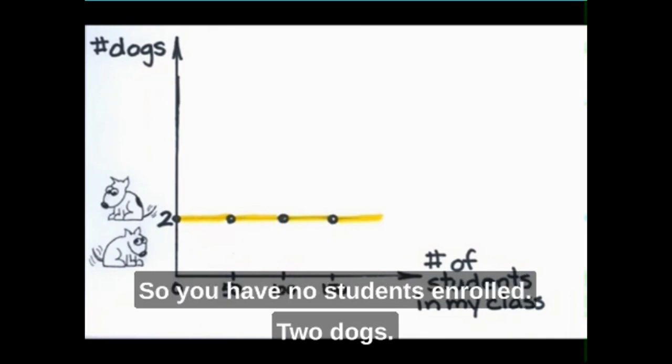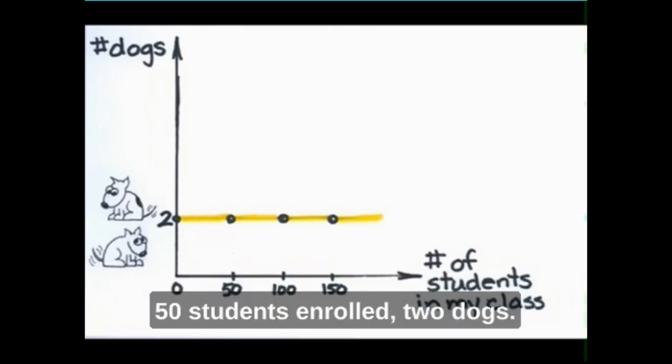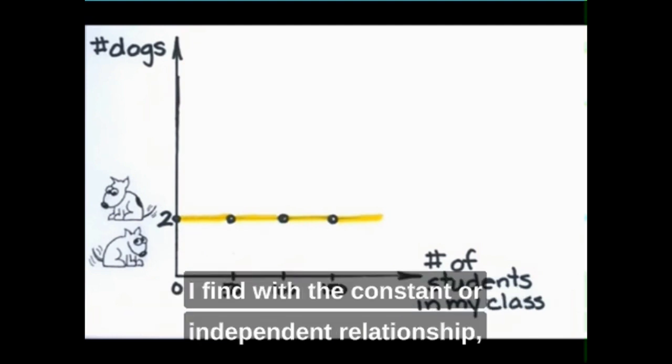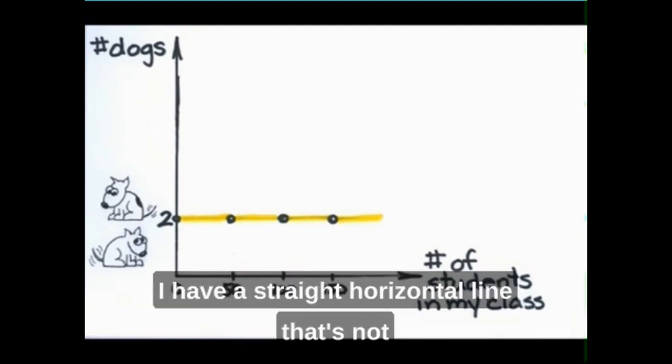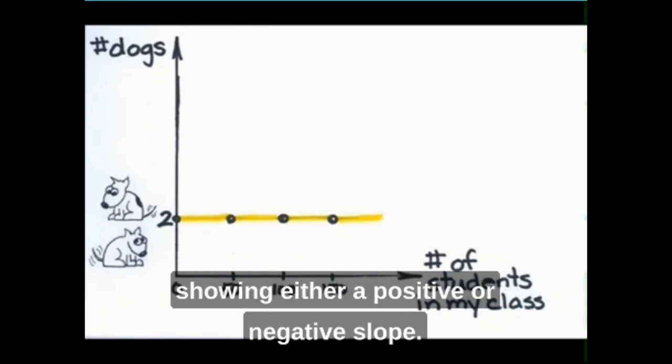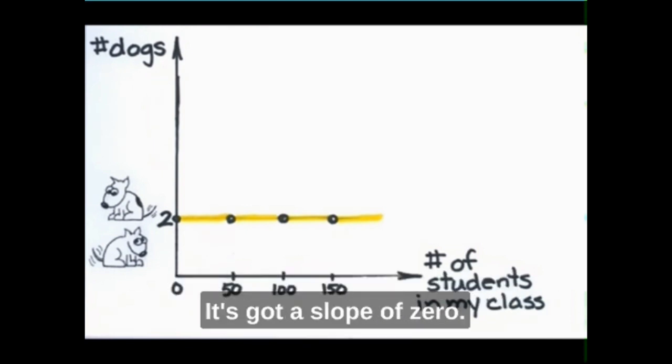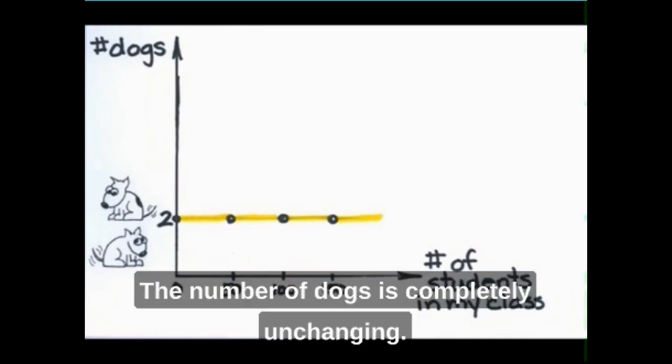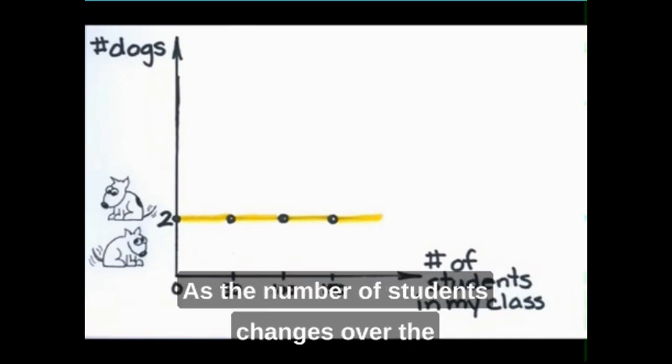So if no students enrolled, 2 dogs. 50 students enrolled, 2 dogs. 150 students enrolled, 2 dogs. I find with the constant or independent relationship, I have a straight horizontal line that's not showing either a positive or negative slope. It's got a slope of 0. The number of dogs is completely unchanging as the number of students changes.